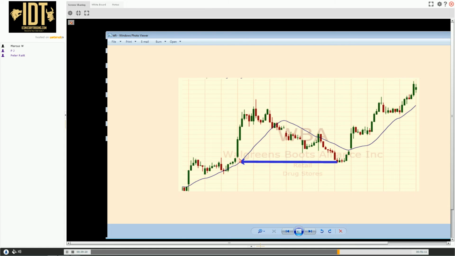Okay? But we have to get the foundation built. And there's some of you that still need the foundation built. There's some of you that are still forcing trades. Again, taking trades that aren't in play and forcing them. Okay? And you can't do that. You have to let the stocks come to you. And when they come to you, you got to take them.